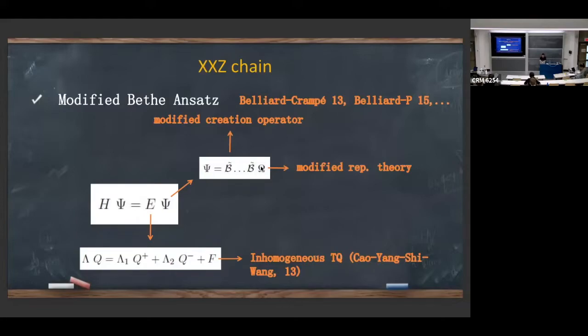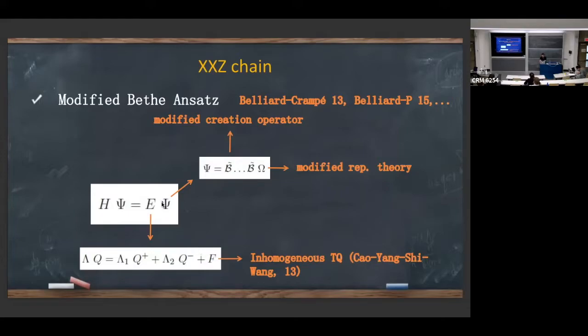But nevertheless, it's some state on which we can apply some creation operators and generate eigenstates of the quantum spin chain. Okay, and now at the level of the spectrum, what happens is the Baxter T-Q equation gets a new term. This new term is called the inhomogeneous term, which was first discovered by Cao, Yang, Shi, and Wang in 2013. This additional term brings lots of problems for us, because most of the techniques that are used, for example, to investigate the thermodynamic limit in the standard T-Q equation break for this case.